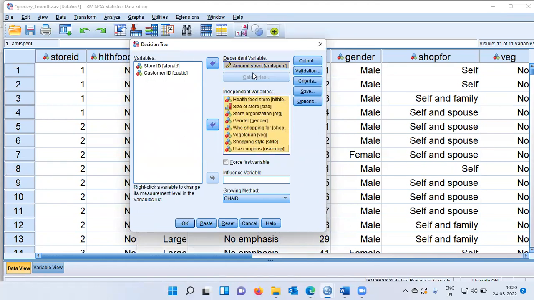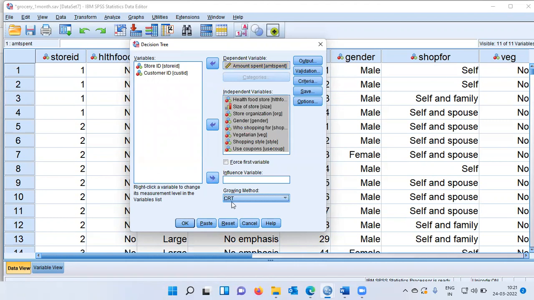So we have specified the variables, dependent variables, as well as the independent variables. The default growing method is what is called the CHAID method. It stands for chi-square automatic interaction detection. I don't need to use the CHAID method. I will go to the CART method, CRT, which stands for classification and regression tree.